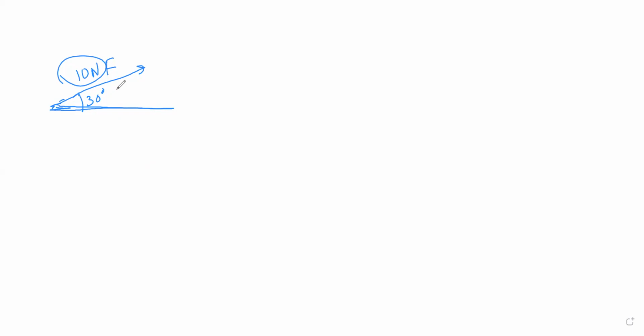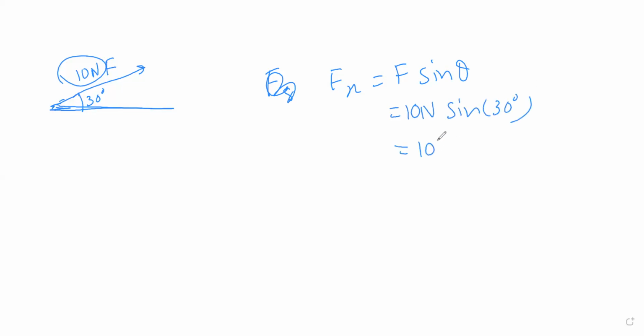So let's start with cosine 30 degrees. We have to find the cosine 30 and sine 30. Okay. So what is the horizontal component? Fx equal to F sine theta, right? So F is 10 Newton and sine 30 degrees. What is sine 30 degrees? Half. So 10 Newton into half means 5 Newton. Clear? Then what will be our y?